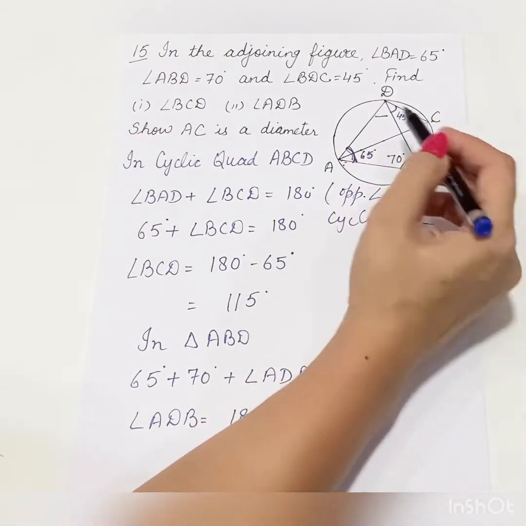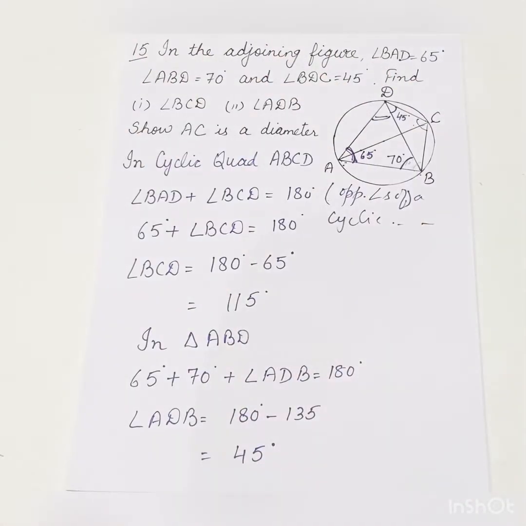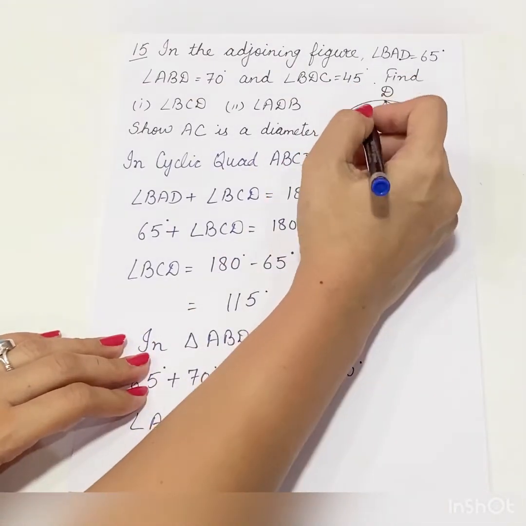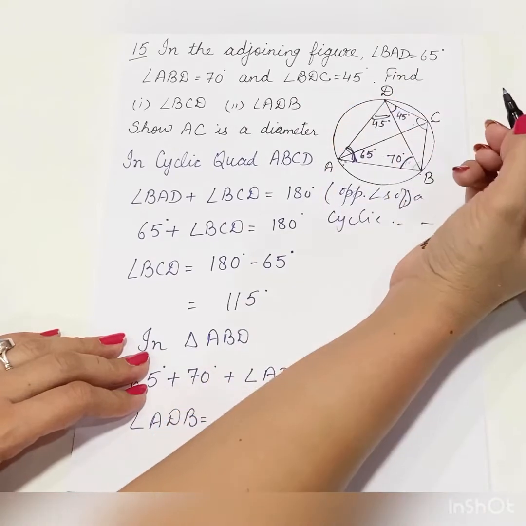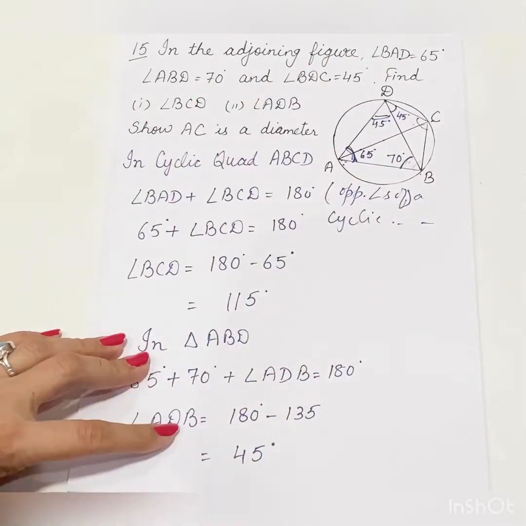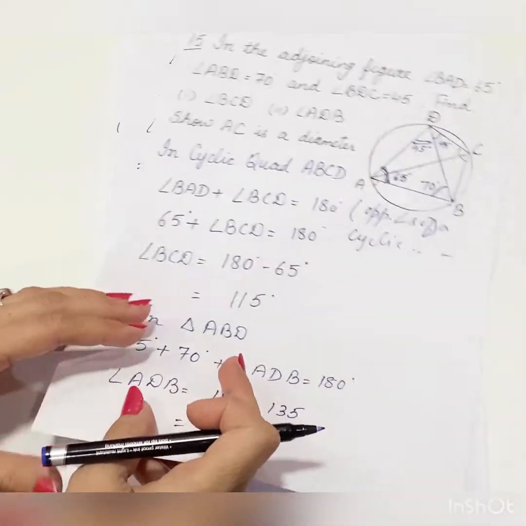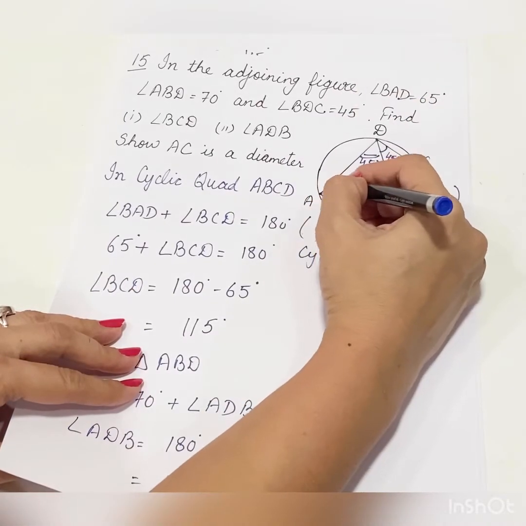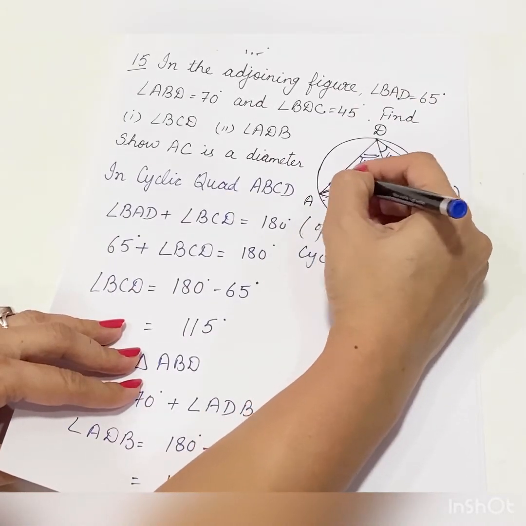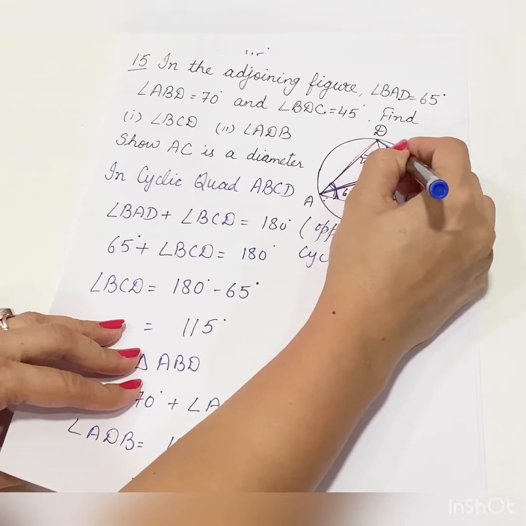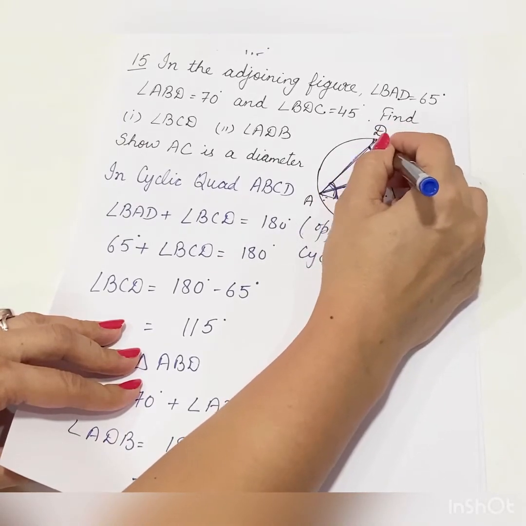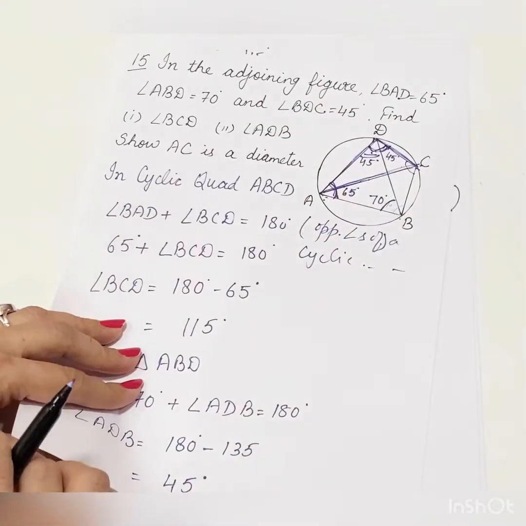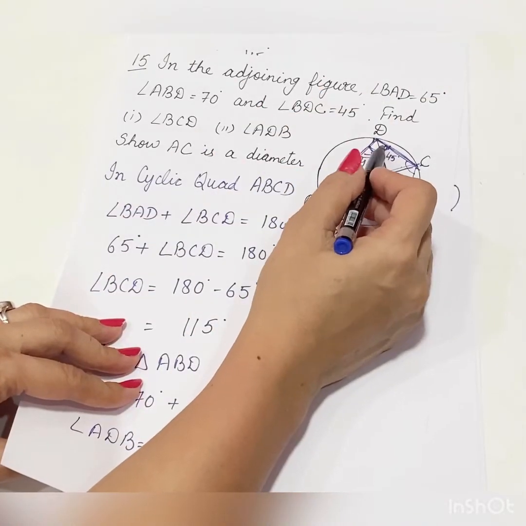This is 70 degrees. So we can calculate the third angle of the triangle. This comes out to be 45 degrees. So this is 45 degrees. Then you have to show that AC is a diameter. Now consider this, children. AC is a chord and it is subtending angle ADC at the circumference. And this angle ADC is how much? This angle comes out to be 90 degrees. 45 plus 45, this is 90 degrees.